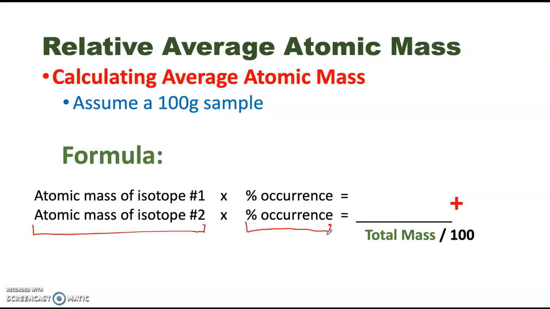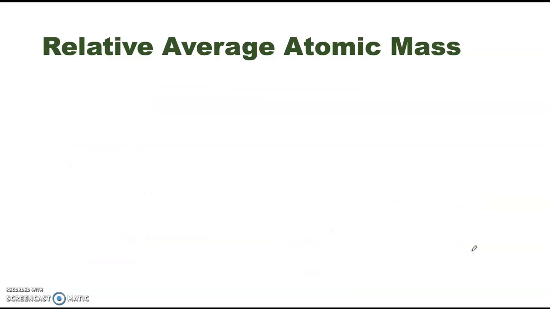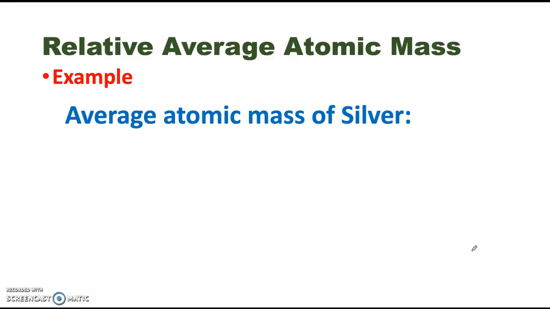So just pause your video, write this formula down in the notes. And the thing you need to know is that you use, again, the sig figs from the mass. Ignore these sig figs. So what you do is you simply multiply the mass times the occurrence for each isotope. You'll get a number over here. So you get two different numbers. You add those numbers up. Once you add them up, you divide by 100. So we'll do an example here. Again, go back, pause the video if you need to write that down.